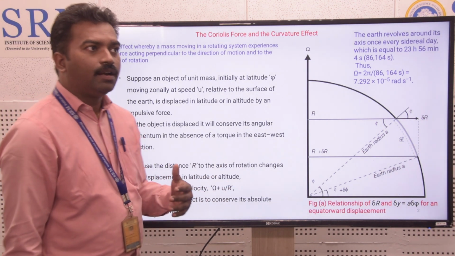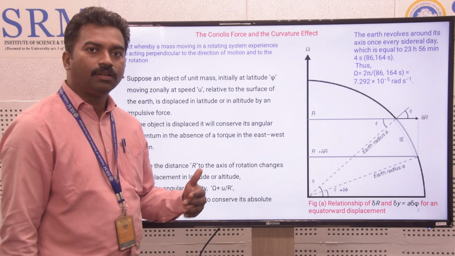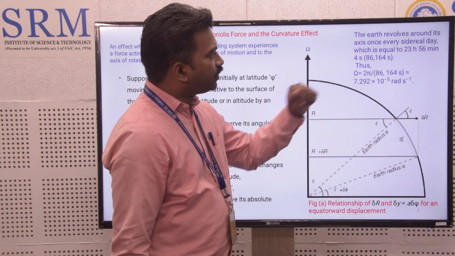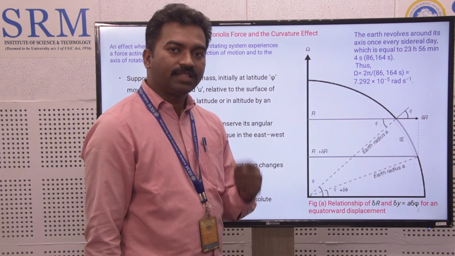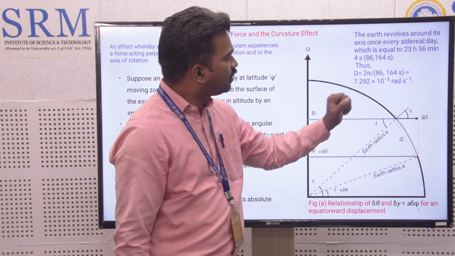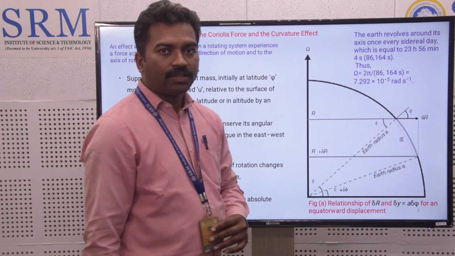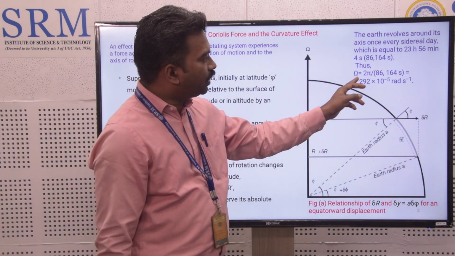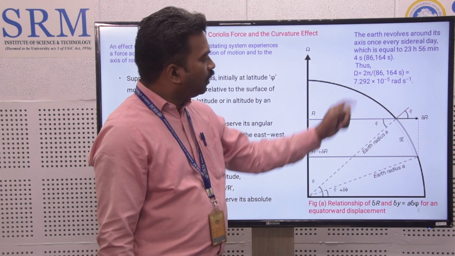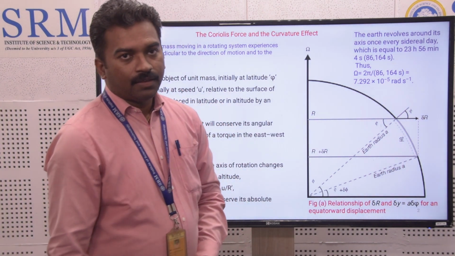So let's see how we can understand it mathematically. The earth revolves around its axis once every one sidereal day. One sidereal day is equal to 23 hours 56 minutes 4 seconds, which is equal to 86,164 seconds. From that we can calculate the angular frequency, which is given by omega equals 2 pi by T, so 2 pi by 86,164 seconds, which is equal to 7.292 times 10 to the power minus 5 radians per second. So which is a constant.